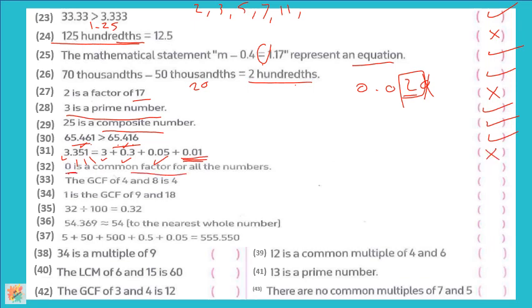0 is a common factor. ينفع؟ لا يا مستر، ده الزيرو is common multiple. برافو عليكم. اوكي. The next: the greatest common factor of 4 and 8.